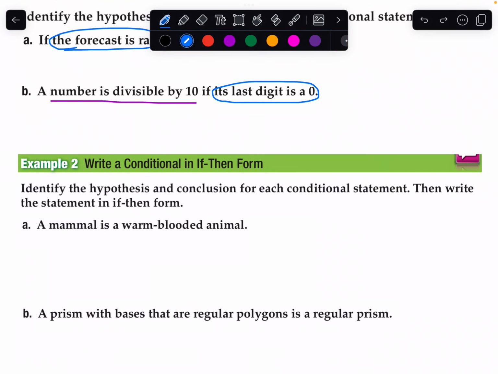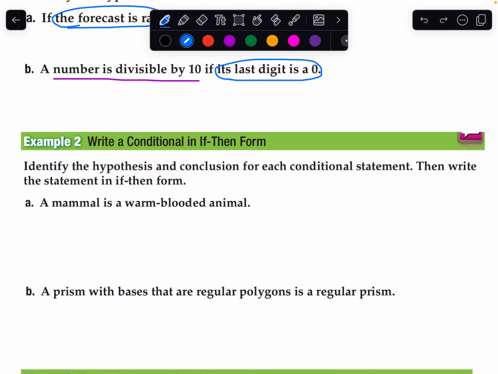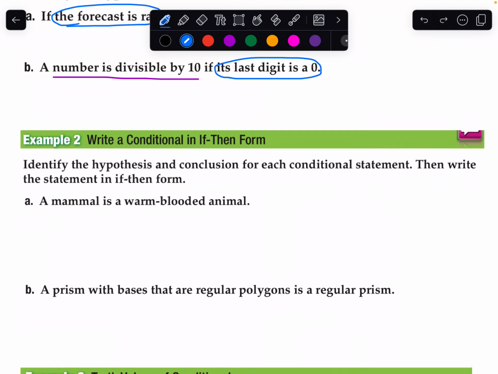Example 2. Write a conditional in if-then form. Identify the hypothesis and conclusion for each conditional statement. Then, write the statement in if-then form. We will continue to use the circling and underlining technique. Example A. A mammal is a warm-blooded animal. There's no if, there's no then. It's just one sentence. But we are talking about two separate things divided by the word is. On one side you have mammal, on the other side you have warm-blooded animal.